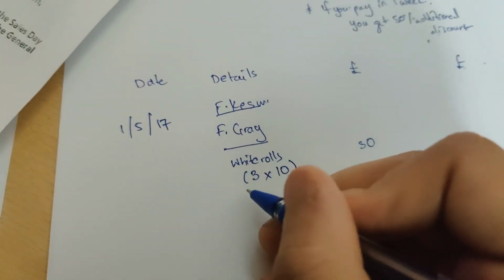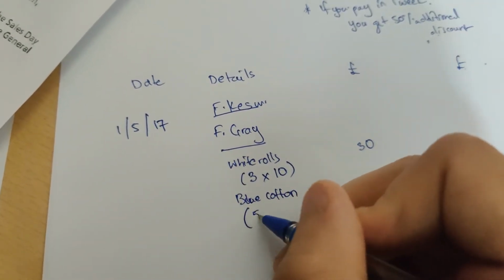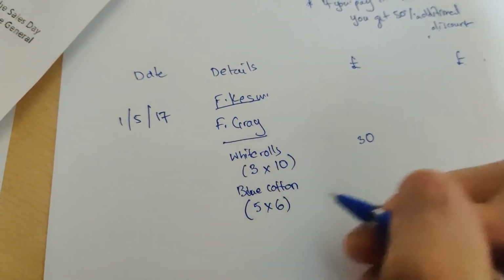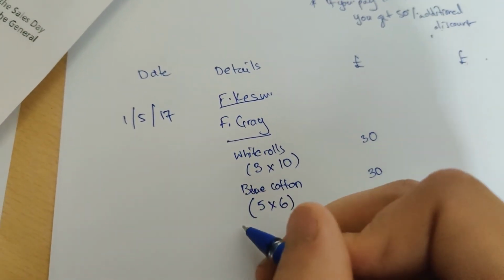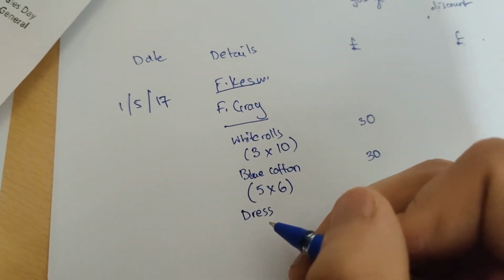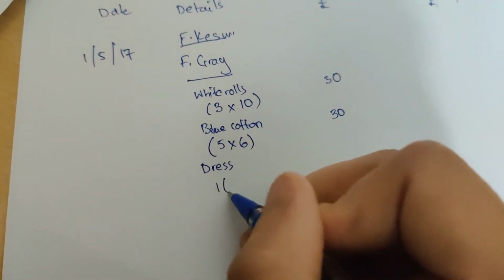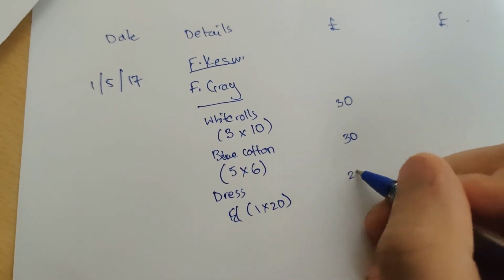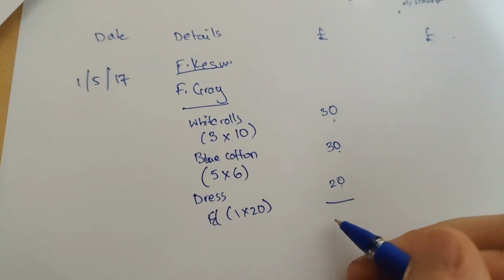The second thing we sold him was blue cotton, 5 of them. How much did we sell them for? Around 6 pounds each, right? So another 30 pounds over here. The last thing we sold is a dress, black silk. The price for the black silk was 20 pounds per dress length, and we sold only one, so the total over here is 20 as well. Now what's my bill? So the bill is 30, 30, 20, which is 80, okay?